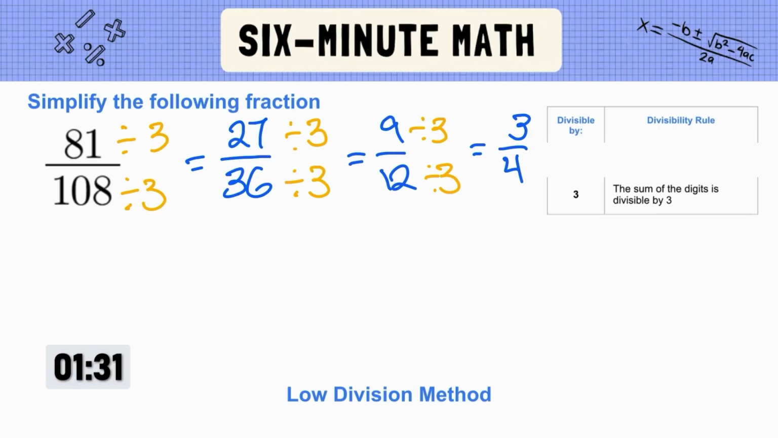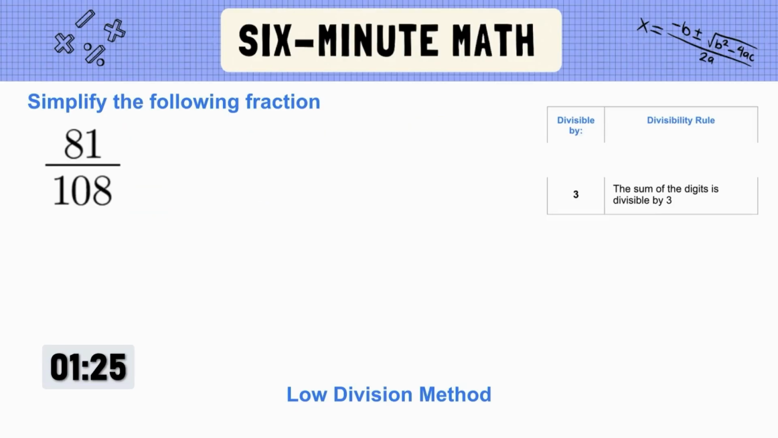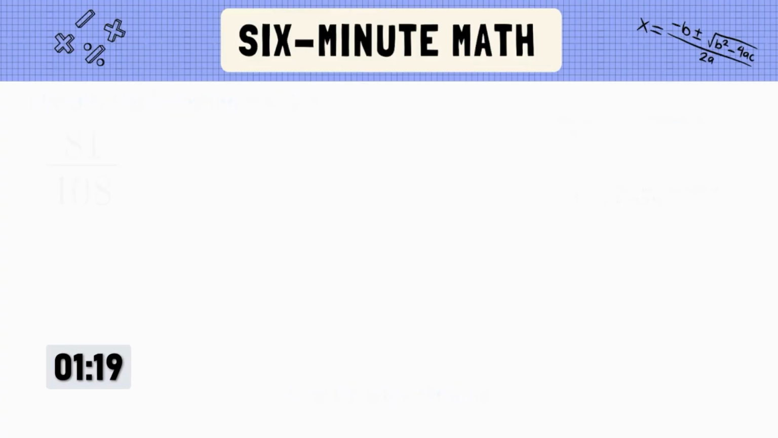The low division method does take time, but you will always end up at the correct answer so long as you are dividing properly. Sometimes with the greatest common factor method, people don't pick the absolute greatest common factor, so their fraction can still be simplified.